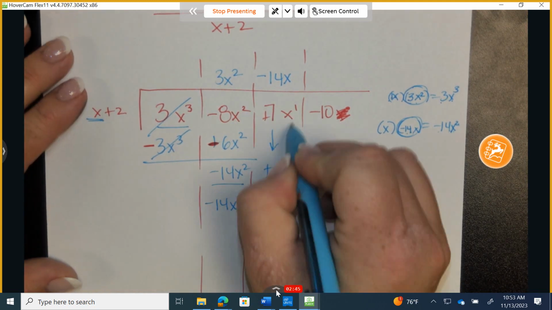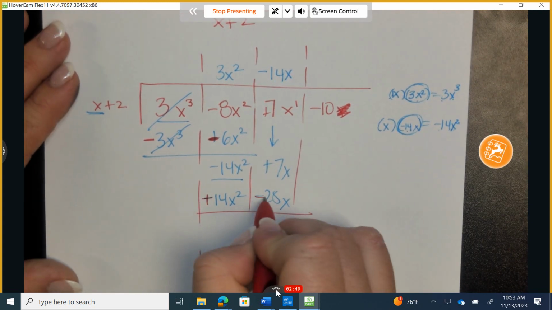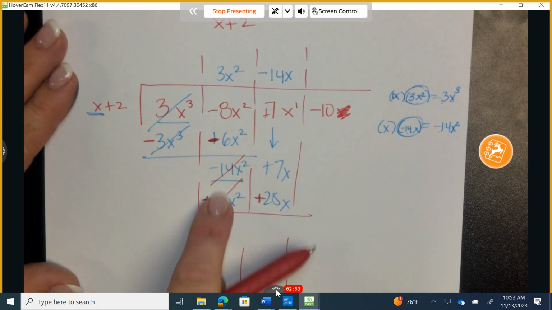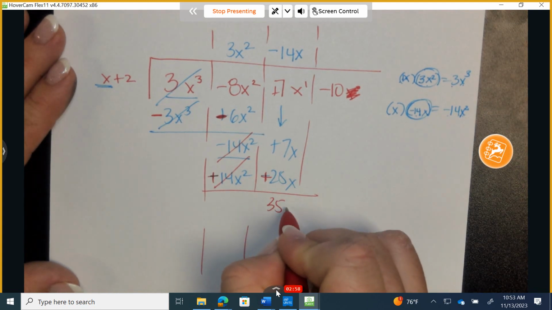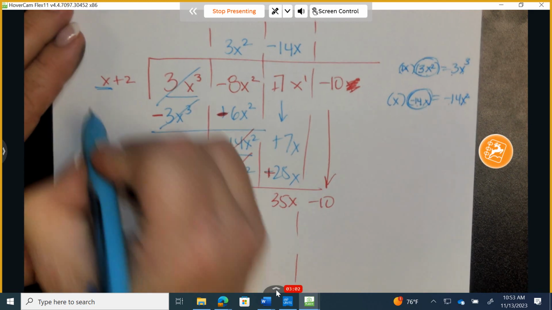And I forgot, by the way, to bring down that x when I did this. Now I'm going to change the sign of everything on the second row. And I combine, again, additive inverses. They cancel out. If they're not canceling out, it means you selected the wrong quantity. So I'm going to add these to get positive 35x. I bring down my last number, and I have 1 cycle left of this.